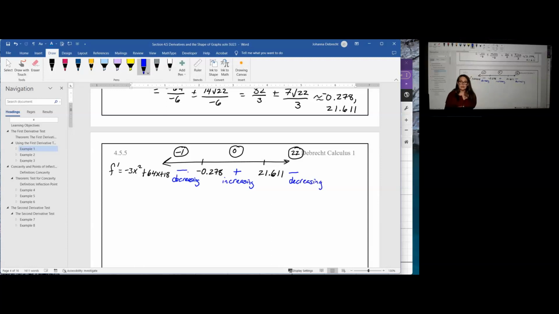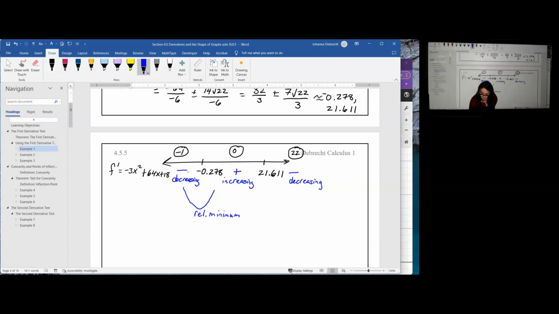What does this mean? Well, let's draw some arrows to help us decide where the relative extrema are. The graph was decreasing, meaning coming down, and then it went to increasing at the first critical point. That first critical point must be a relative minimum.